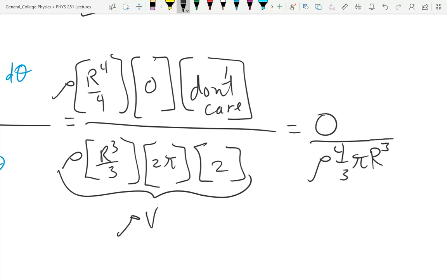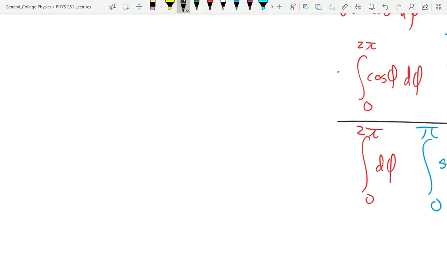So that was just a check to make sure we did our calculus right and our equations were set up right, as far as we can tell. Okay, so that would be the x center of mass.